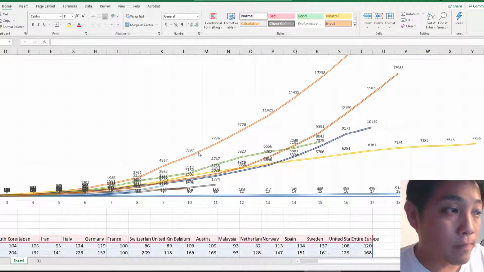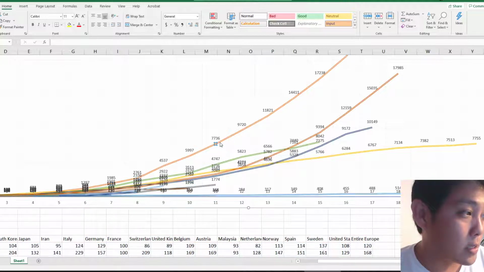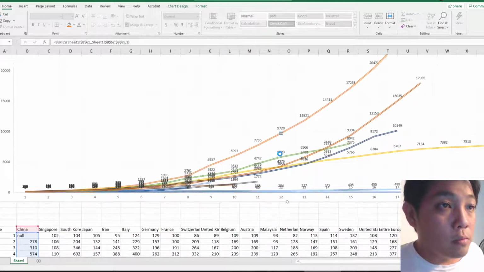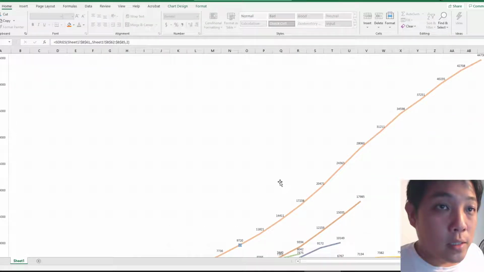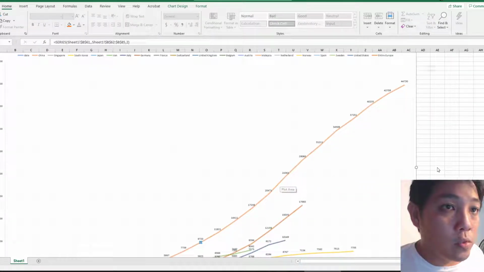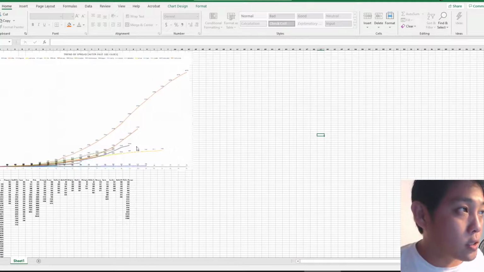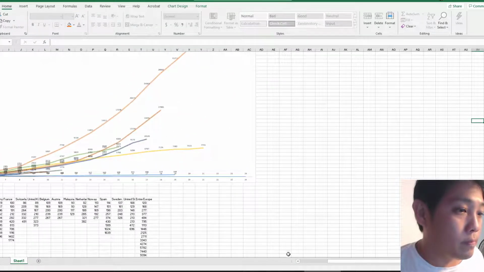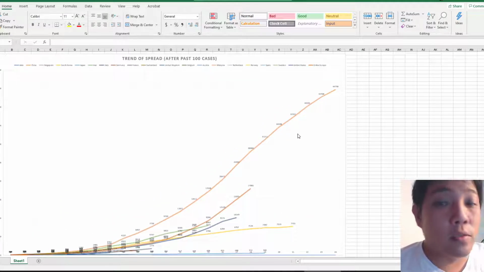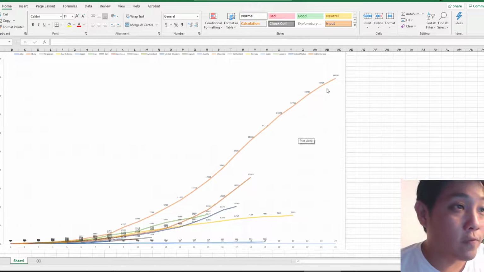Importantly is the first line. This line is actually China. So China sets the trend. They are what we use to see what the actual norm is. So we can use them as a reference guide. So this line is actually China. So you can see the trend going up and then slowing down.